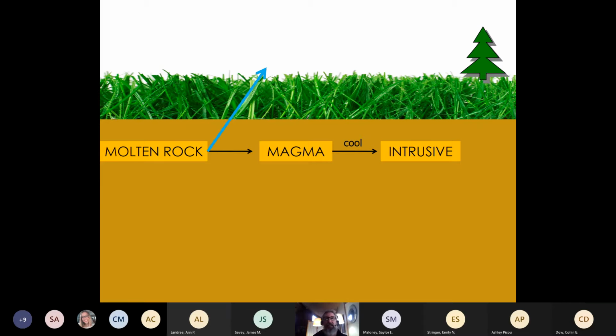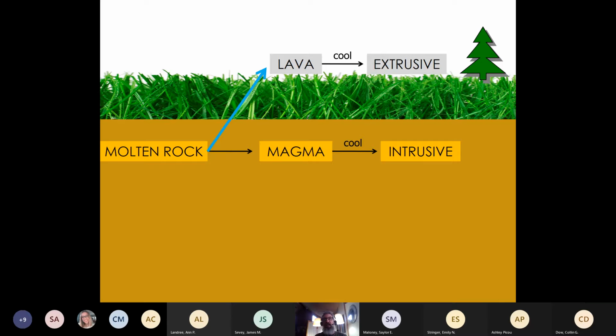If that molten rock makes it above the surface of the earth, usually through a crack or a hole in the ground, now it is known as lava. So lava and magma are really not different from each other except for their location, except for where they exist. Otherwise, they can be made of exactly the same stuff. Lava is above the surface, magma is below the surface. Well, when lava cools, it will form extrusive rock, and that's the main difference.